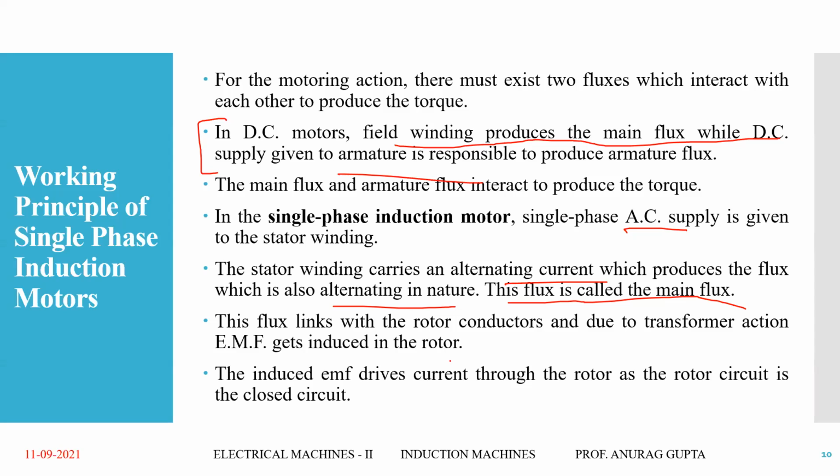And due to transformer action, EMF is generated because E equals minus N d phi by dt. Clear? So if your flux is alternating in nature, and some number of turns, some number of conductors are there in the rotor winding, then some EMF will be there. And what is the effect of this EMF? This EMF will produce some current in the rotor conductors.